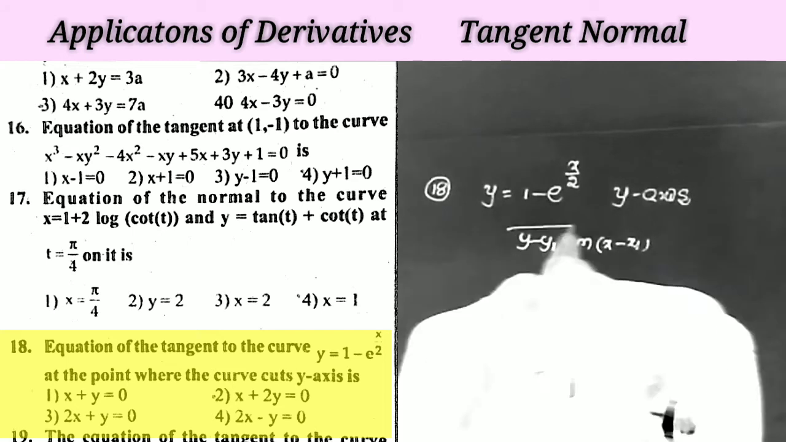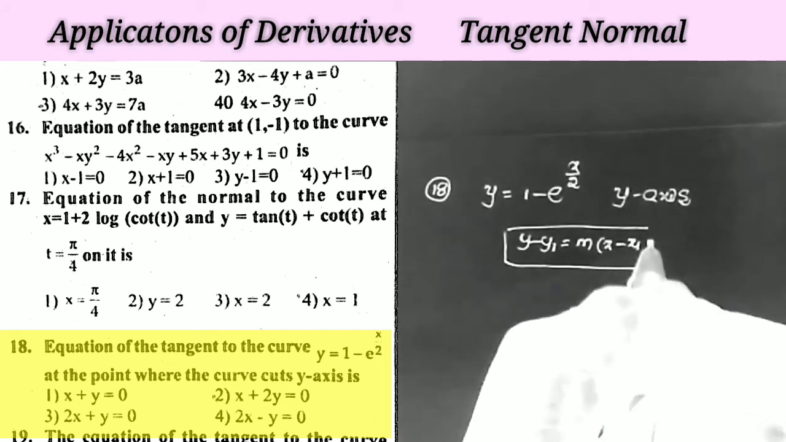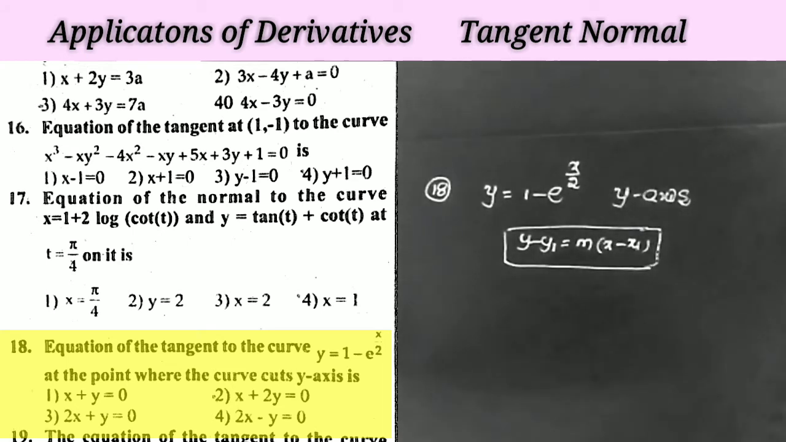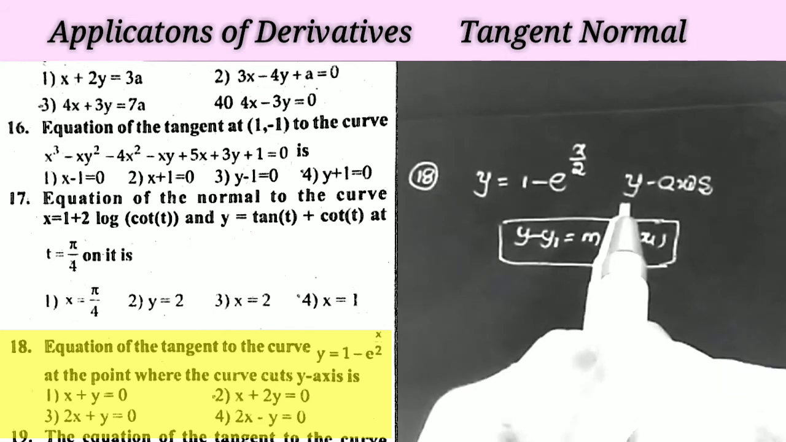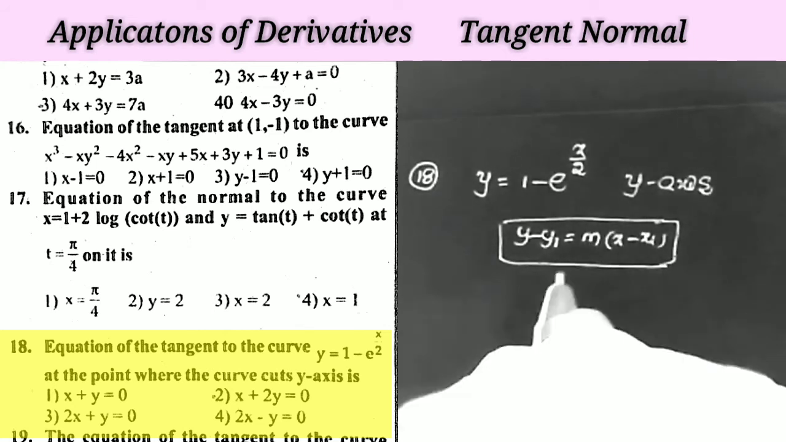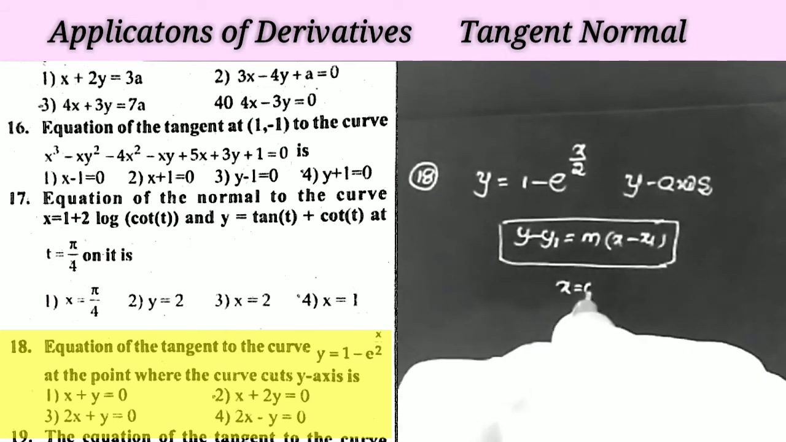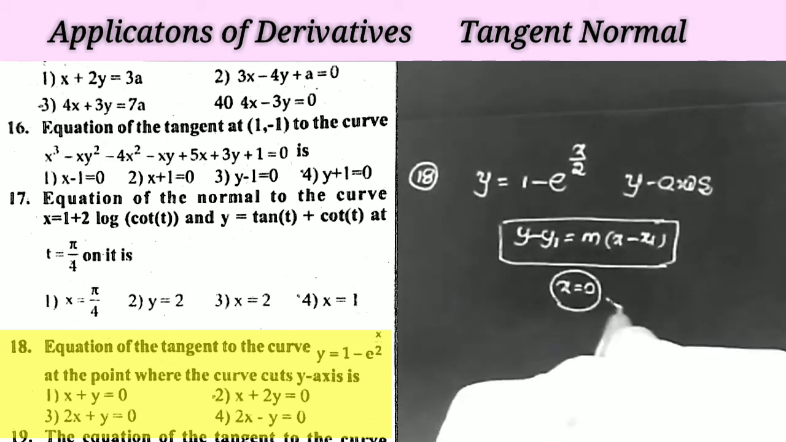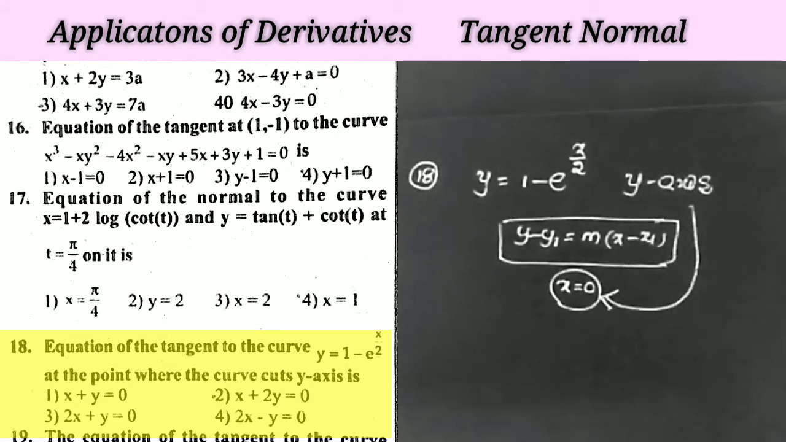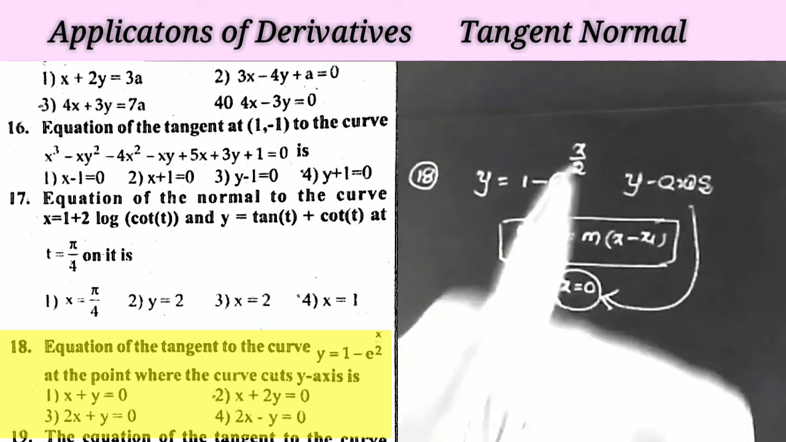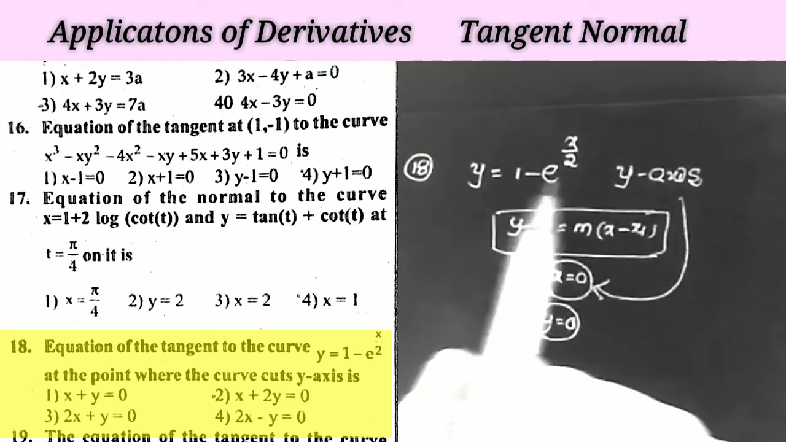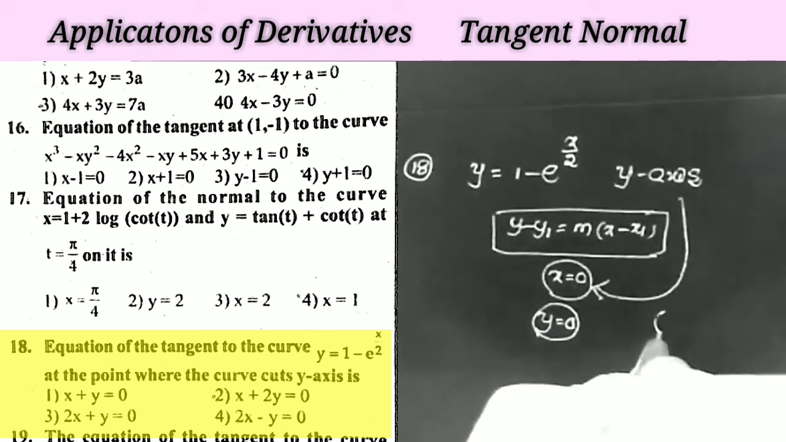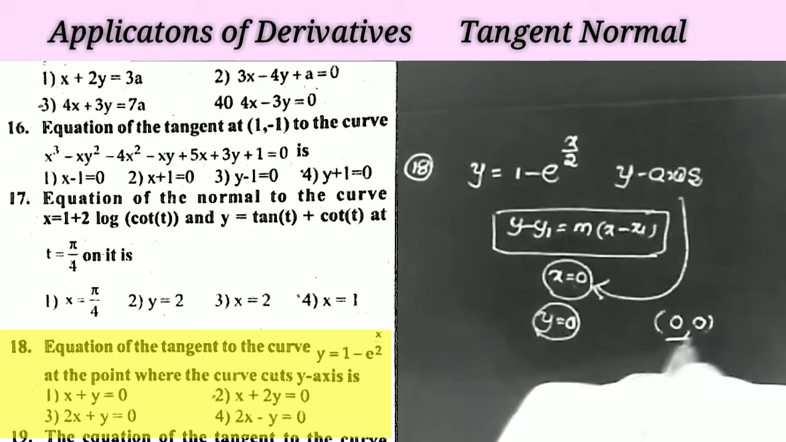Okay. Now what is x1 y1? We want x1 y1 and slope value. Point is not given, but one condition is given. What is that condition? The curve meets the y-axis. The curve meets the y-axis means we take that x coordinate is equal to 0. Now replacing that x is equal to 0 here, then what we get? e power 0 is 1. 1 minus 1 is equal to 0. Therefore the point is here 0, 0.